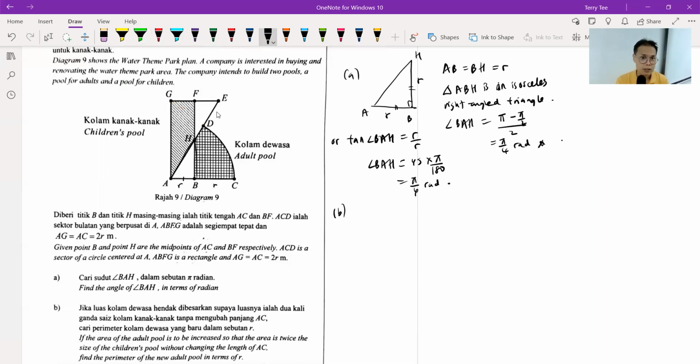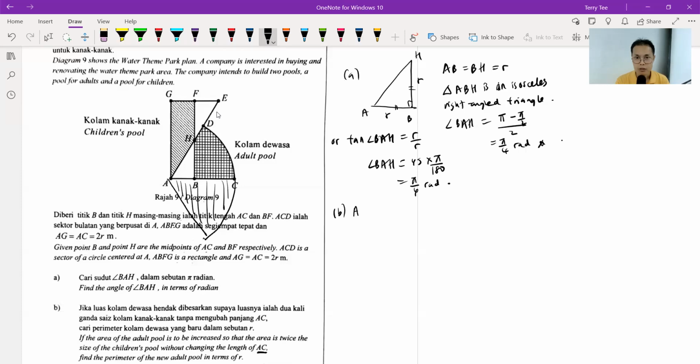I can't change the triangle because if I change the triangle here, then I'm changing the area of the children's pool. Now, the only way you can change the adult pool without changing the length of AC is to increase this angle, maybe like this. So your adult pool will be something like this. The triangle stays there. The children's pool has the same size as well.